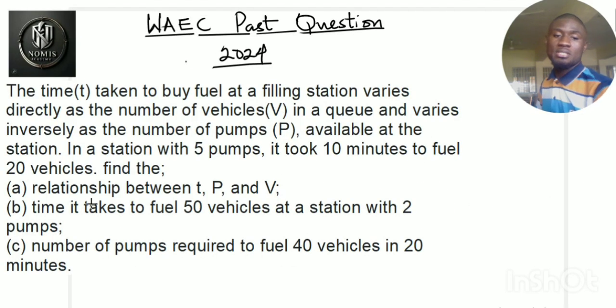Question B says, find the time it takes to fuel 50 vehicles at a station with 2 pumps. So let's assume that there's another station with 2 pumps and there are 50 vehicles there. So using that relation, what will happen? How long, or what's the time it will take to fuel the 50 vehicles?